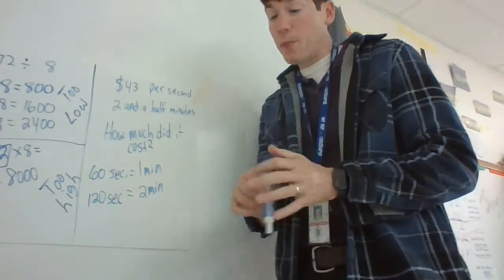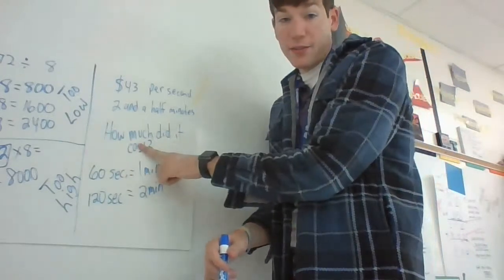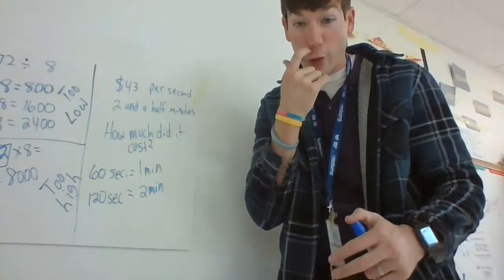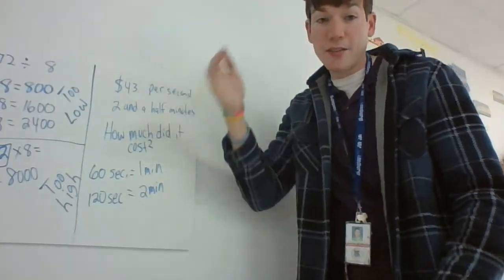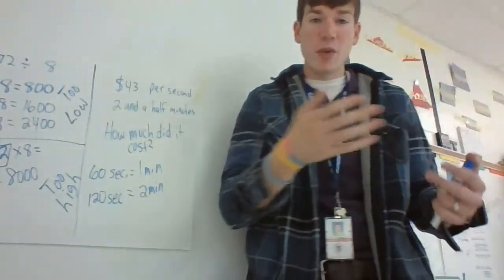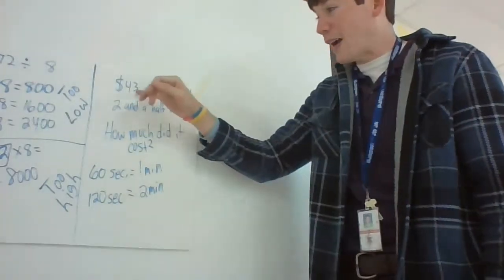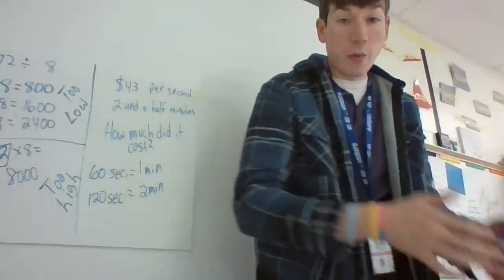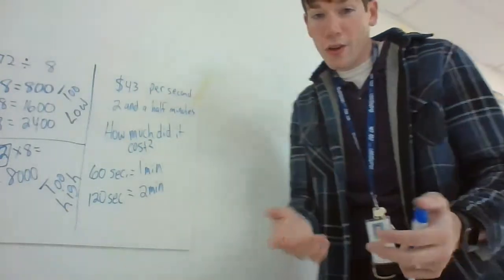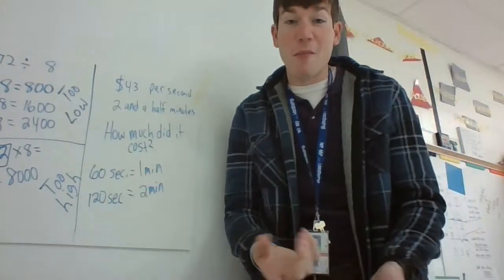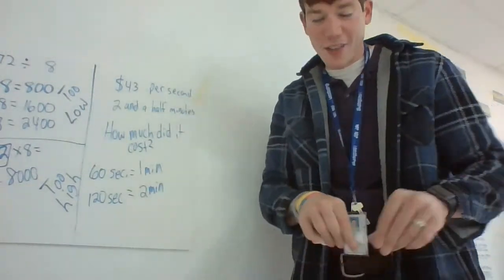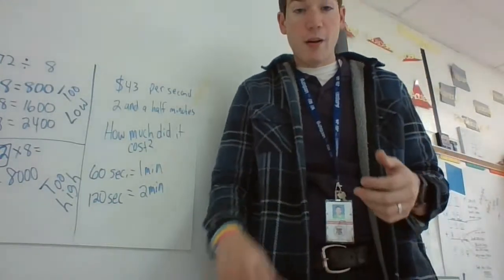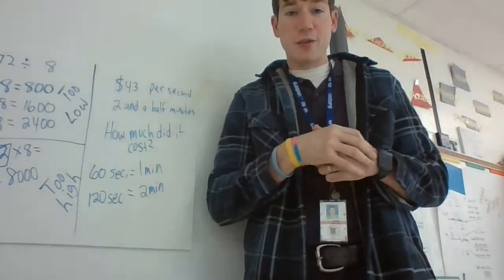Now, at this point, remember our question, how much did it cost? If we know how many seconds he rode, and we know how much it cost for each second, we can do one of two things. We can either add $43 plus $43 plus $43 plus $43 over and over, or we can use an operation that we've been practicing a lot in class and we've already practiced once today. So I want you to think about that as you're working through that question, and see if you can answer the ultimate question.